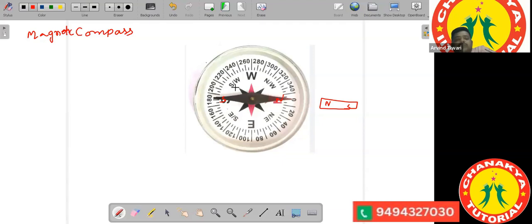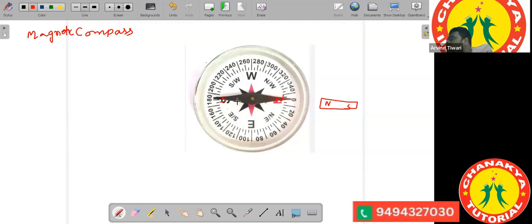Okay, so any deflection in the compass needle means that there is a magnet near it. If you observe any deflection in this magnetic compass, it means that there is a magnet nearby.